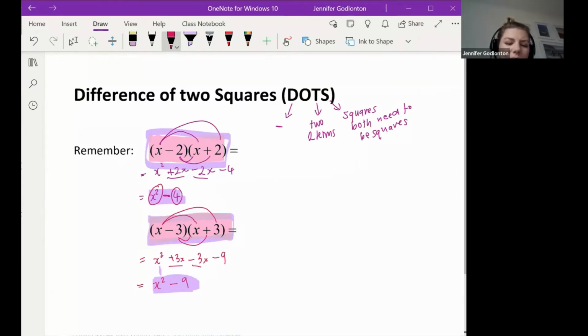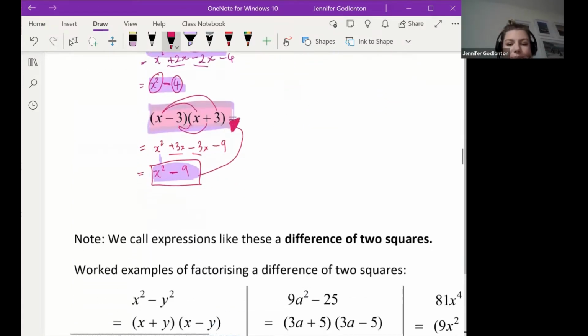Do you notice how both of them have a minus sign in the middle? It's a bit suspicious. And so what we're going to learn about today is how we take this as a question, and if they gave us that and said factorize, we need to get those 2 brackets. If we're factorizing, we're going backwards. So we need to somehow get from this x squared minus 9 to the x minus 3, x plus 3. Because we're factorizing, we're going backwards.